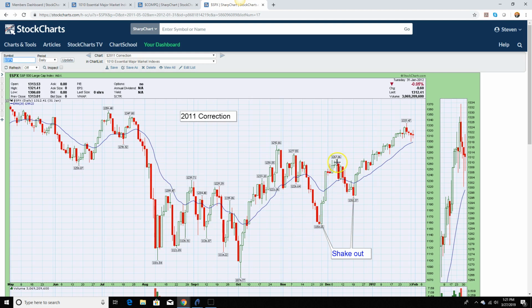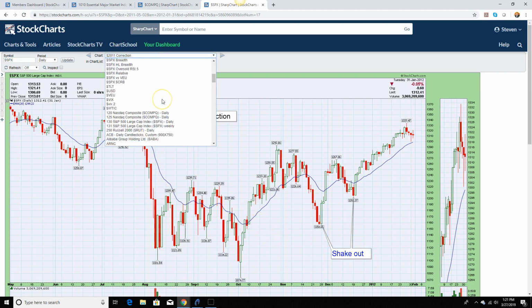Because you can see right here, when this happened, it couldn't clear this. It started to roll over. Everybody thought, oh my gosh, and it came back, and it didn't even undercut this, didn't even come down to this, it just found its footing and came back. This was a major rally headed out of here. So, history. It pays to look at a little history.